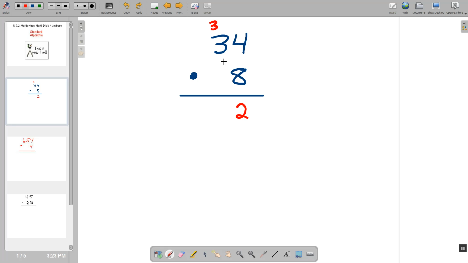Then my next step, just like partial products, is going to be 3 tens times 8 ones, or 30 times 8, which is 240. But I only care about the 40 for now. I take the 24 tens and I add my 3 tens and I get 27 tens. So my 7 goes here in the tens column. If there was a hundreds place, it would go up here, but it's not. Therefore, I write it down here at the bottom. So 34 times 8 gives me an answer of 272.